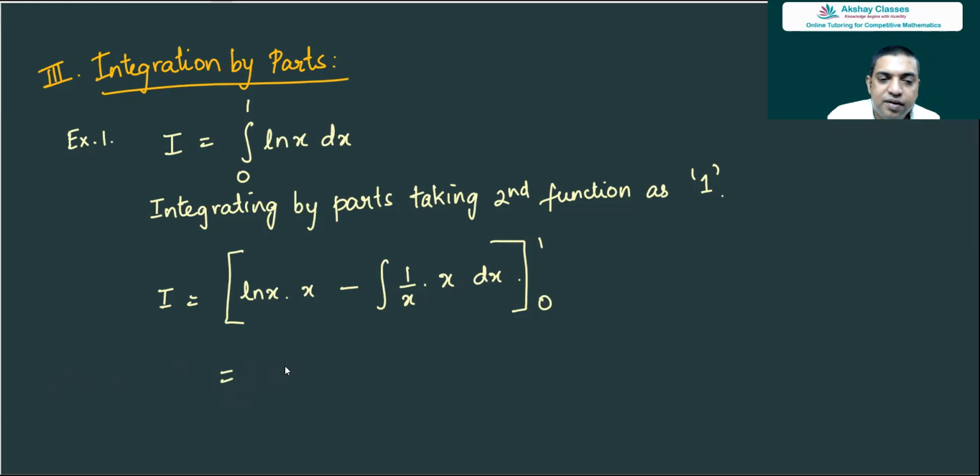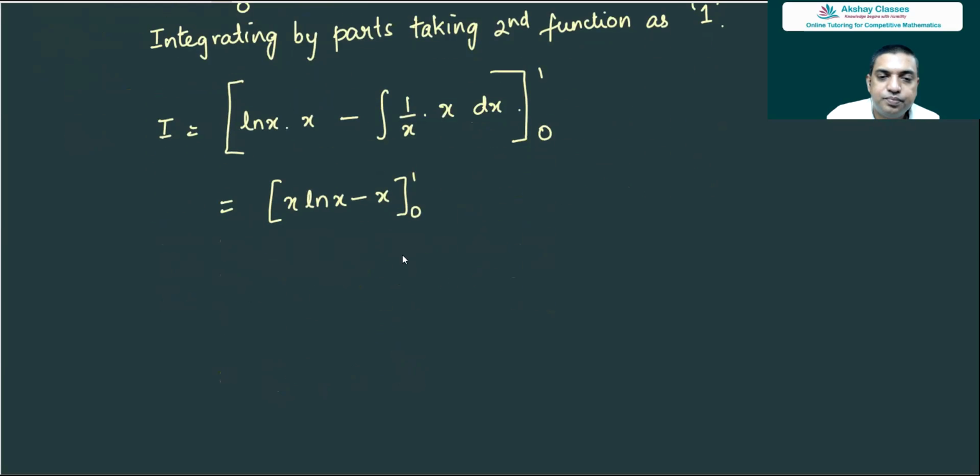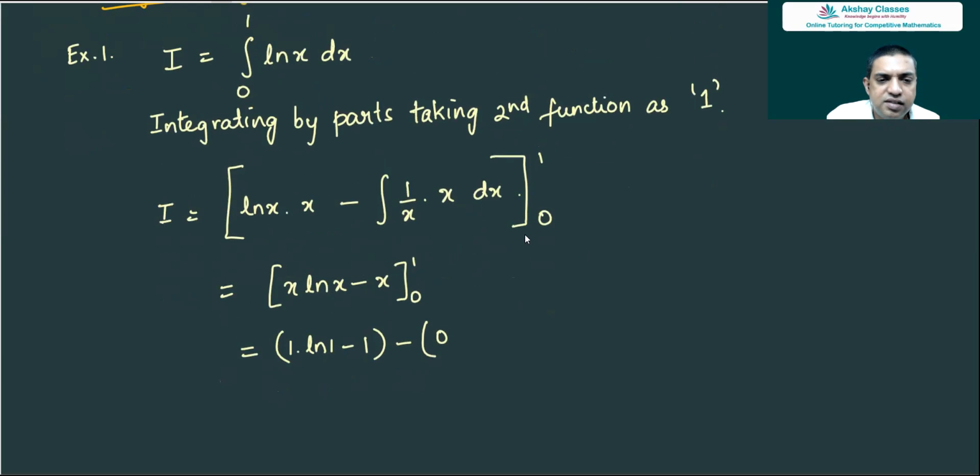You will be safe. So you get x log x. Integral of 1 is x. So now we apply the limits from 0 to 1. So we get 1 times log 1 minus 1, f of b minus f of a. x log x minus x.